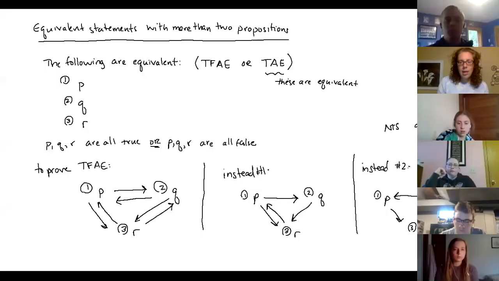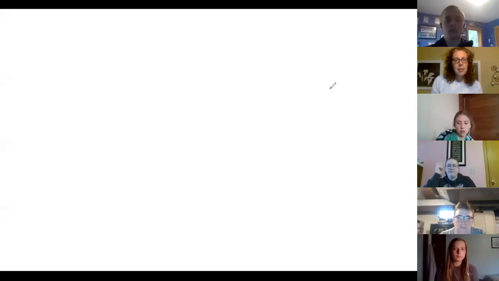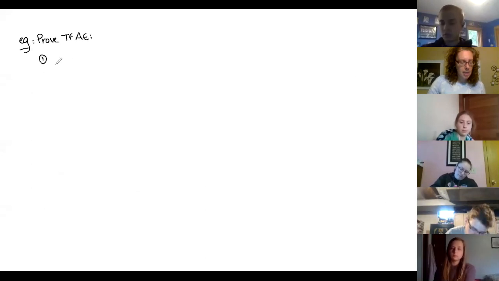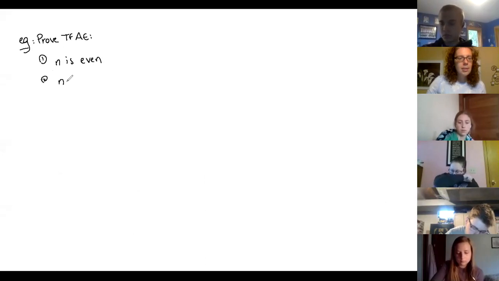And let's go back to the whiteboard and we're gonna do one example here today. So here's my statement that I wanna prove. Prove that the following are equivalent. So we're gonna have 4 things to prove in this case. First of all, n is even. Secondly, n plus 1 is odd.